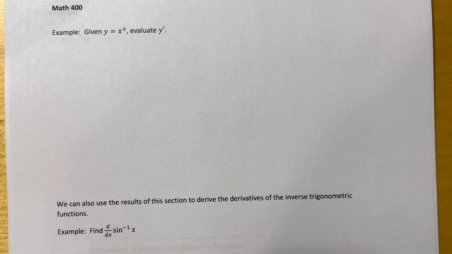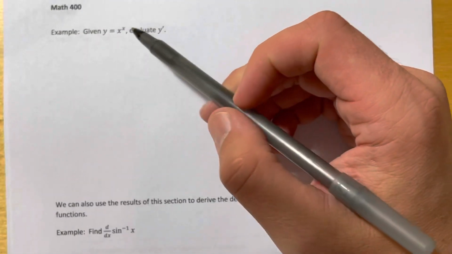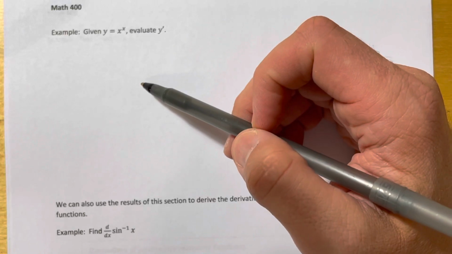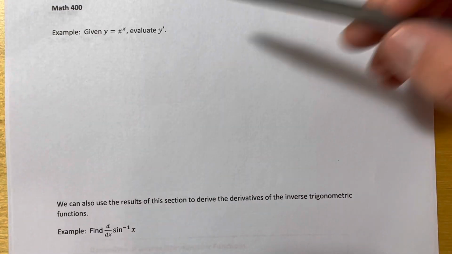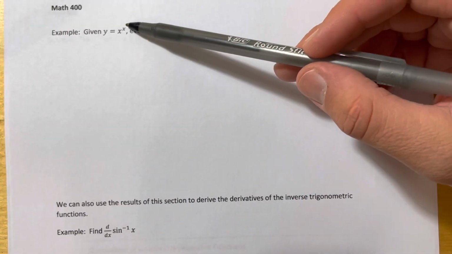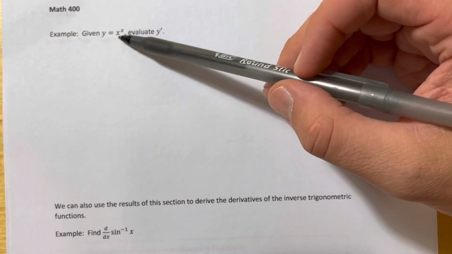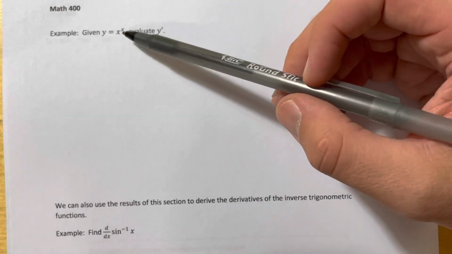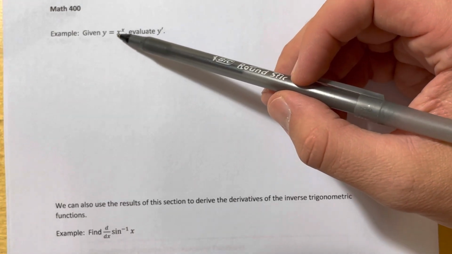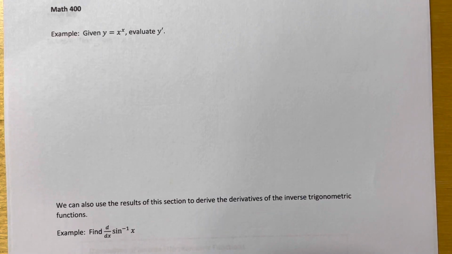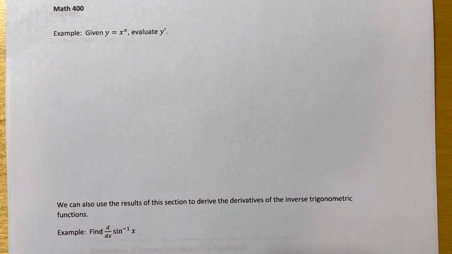The reason for that is both of those types of functions require a constant to be in one position or the other. So if this were a power function, then I would have x to a constant power. And if this were an exponential function, I would have a constant to the power of x. But in this case, I have variables both in the base and the exponent. So this is neither a power function, nor is it an exponential function. So neither of those rules apply here. But you can evaluate the derivative of this using logarithmic differentiation.